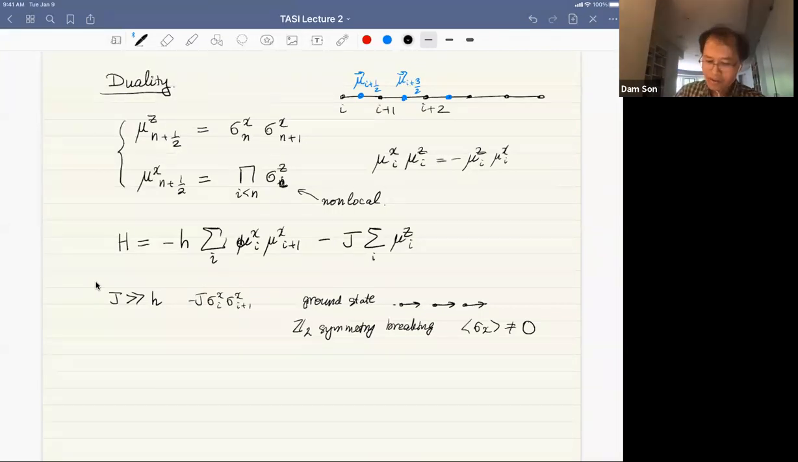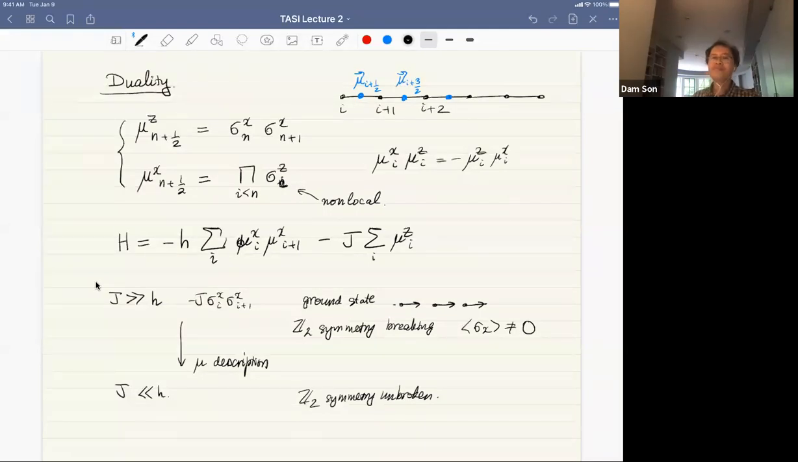But what happens if you go to the mu description? In the mu description, obviously J is now the new J, because J and H are exchanged in the new description. J is much smaller than H. And here the new phase is a phase that we should associate with Z2 symmetry being unbroken. So it is the strange thing here that the duality maps a Z2 broken phase in one description to a Z2 unbroken phase in the other description.